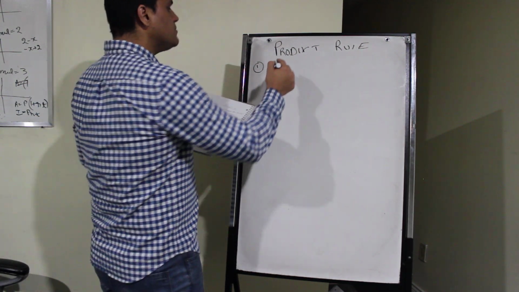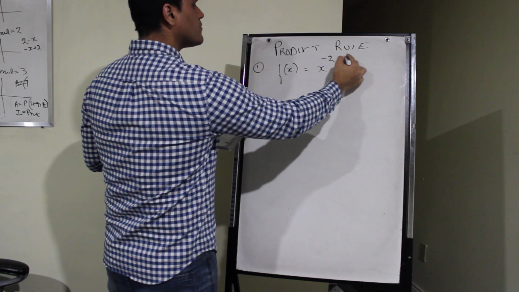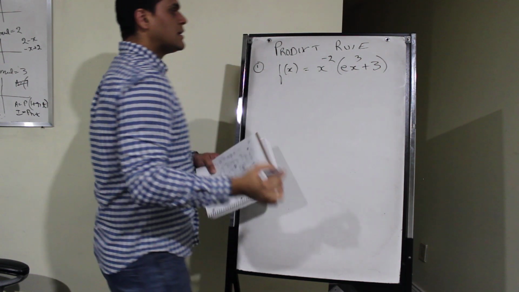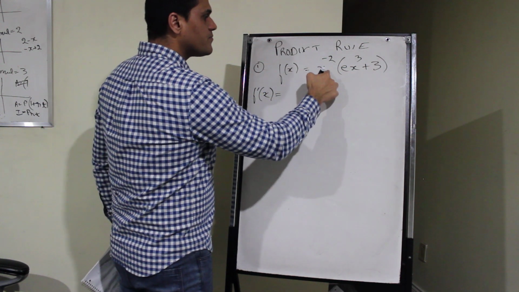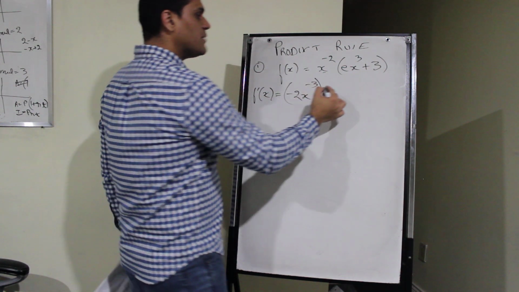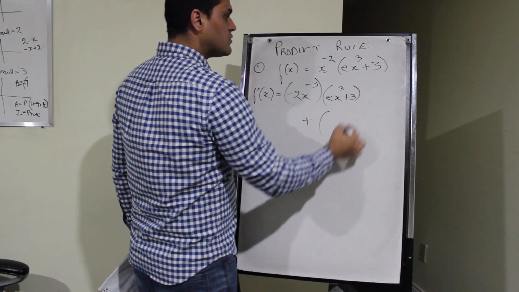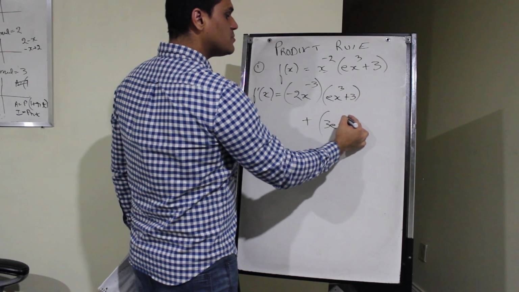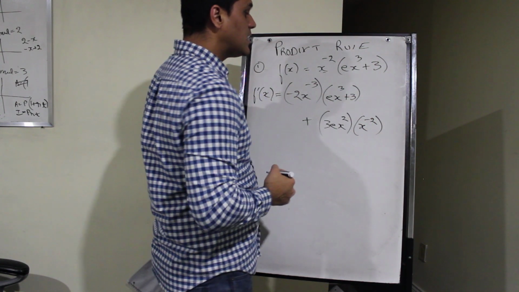Let's do the last example. If we want to get the derivative, it will be the derivative of the first term, which will be minus 2x to the power minus 3, times the second term, which is x to the power 3 plus 3, plus the derivative of the second term, which will just be 3 times x to the power 2, times your first term, which is x to the power minus 2.